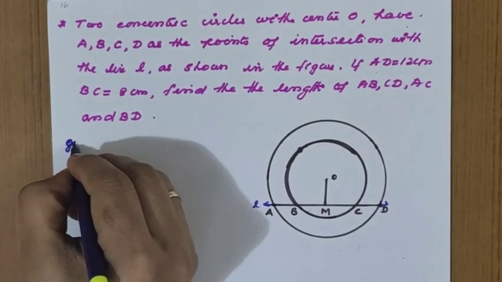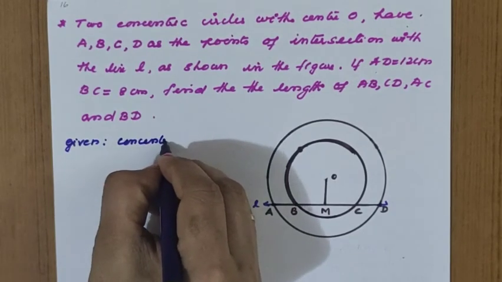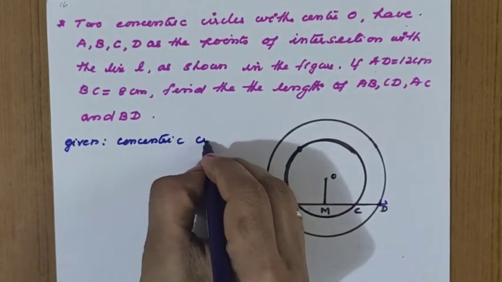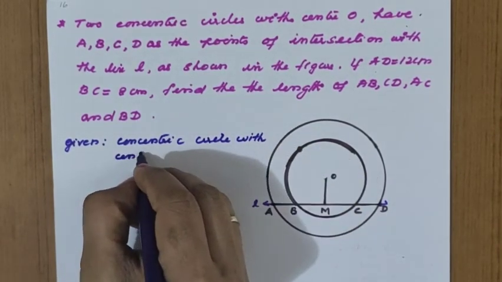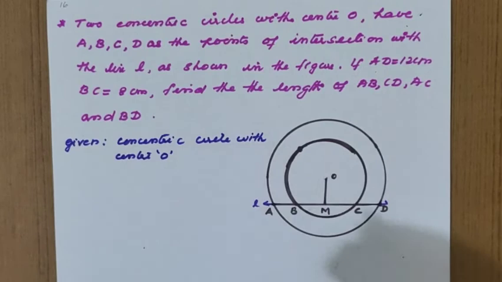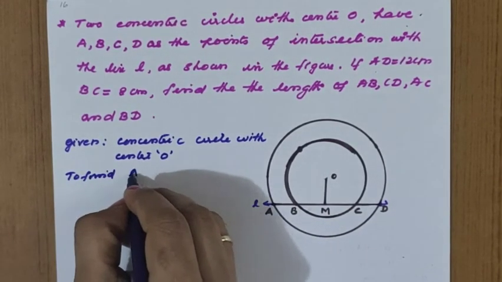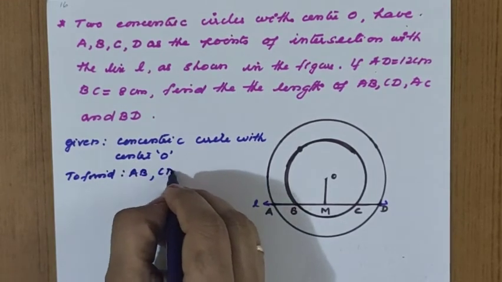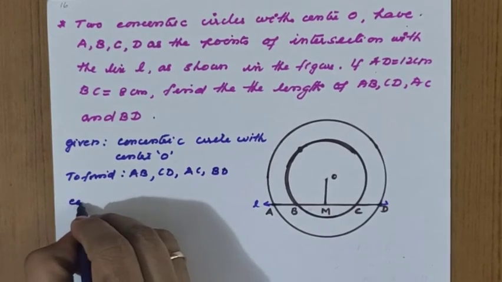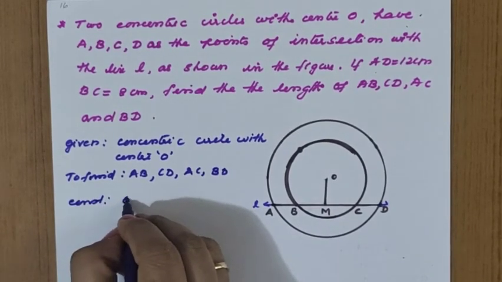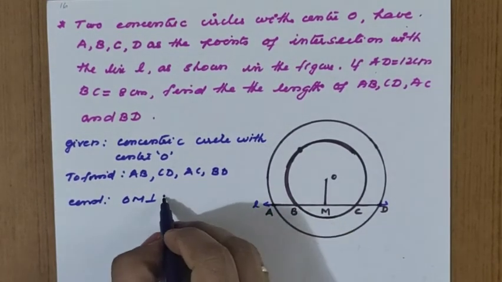So, given concentric circle with the center O. Okay, to find AB, CD, AC, BD. Again, construction required here. OM perpendicular to the longest chord is AD only. So, AD, I'll write AD.